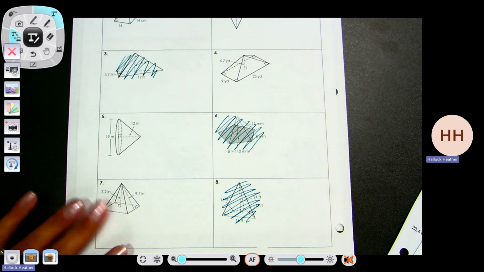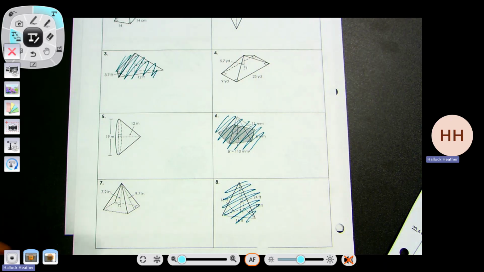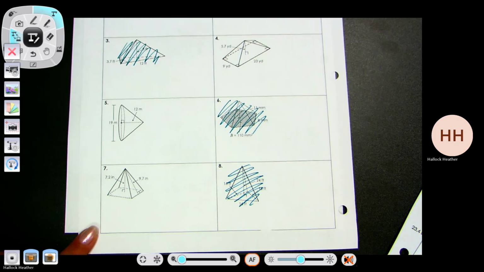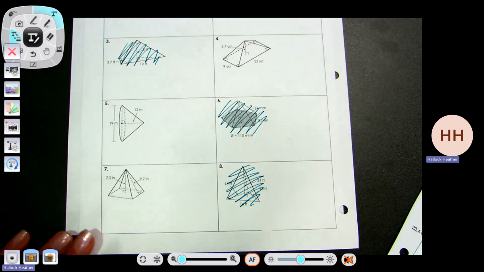Because I figured you wouldn't want to do more. On the back, 3, 6, and 8. Number 7, put a star next to it.